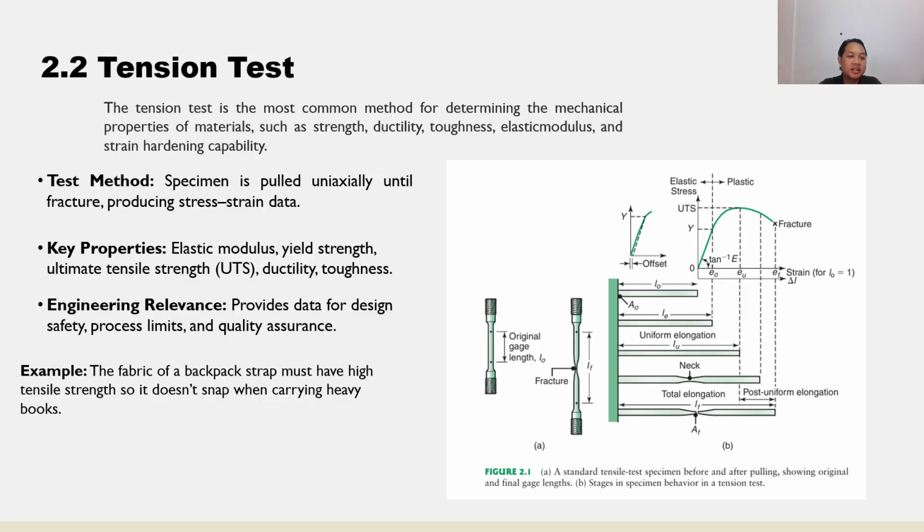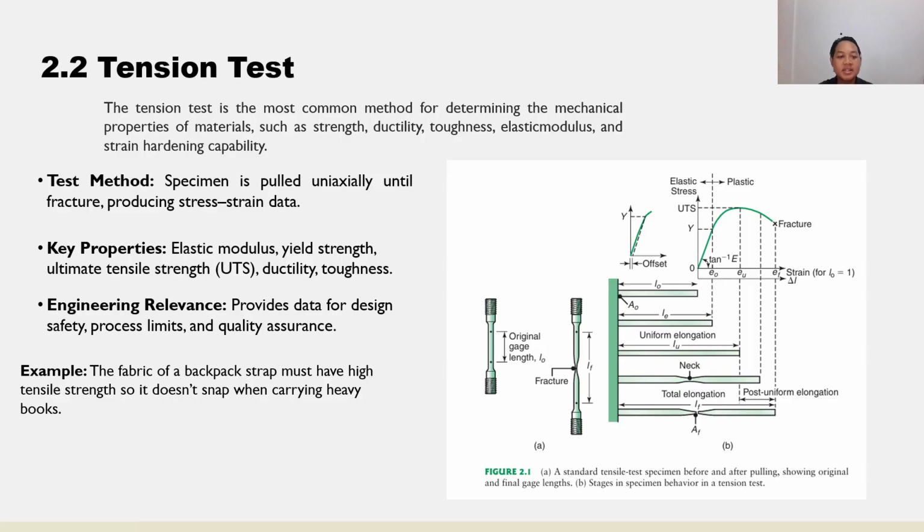Next, we have the tension test. The tension test is the most common method for determining the mechanical properties of materials such as strength, ductility, toughness, elastic modulus, and strain hardening capability. In the test method, the specimen is pulled axially until fracture, producing stress-strain data. So we have the stick and we pull it until we have a fracture in the middle of the stick.